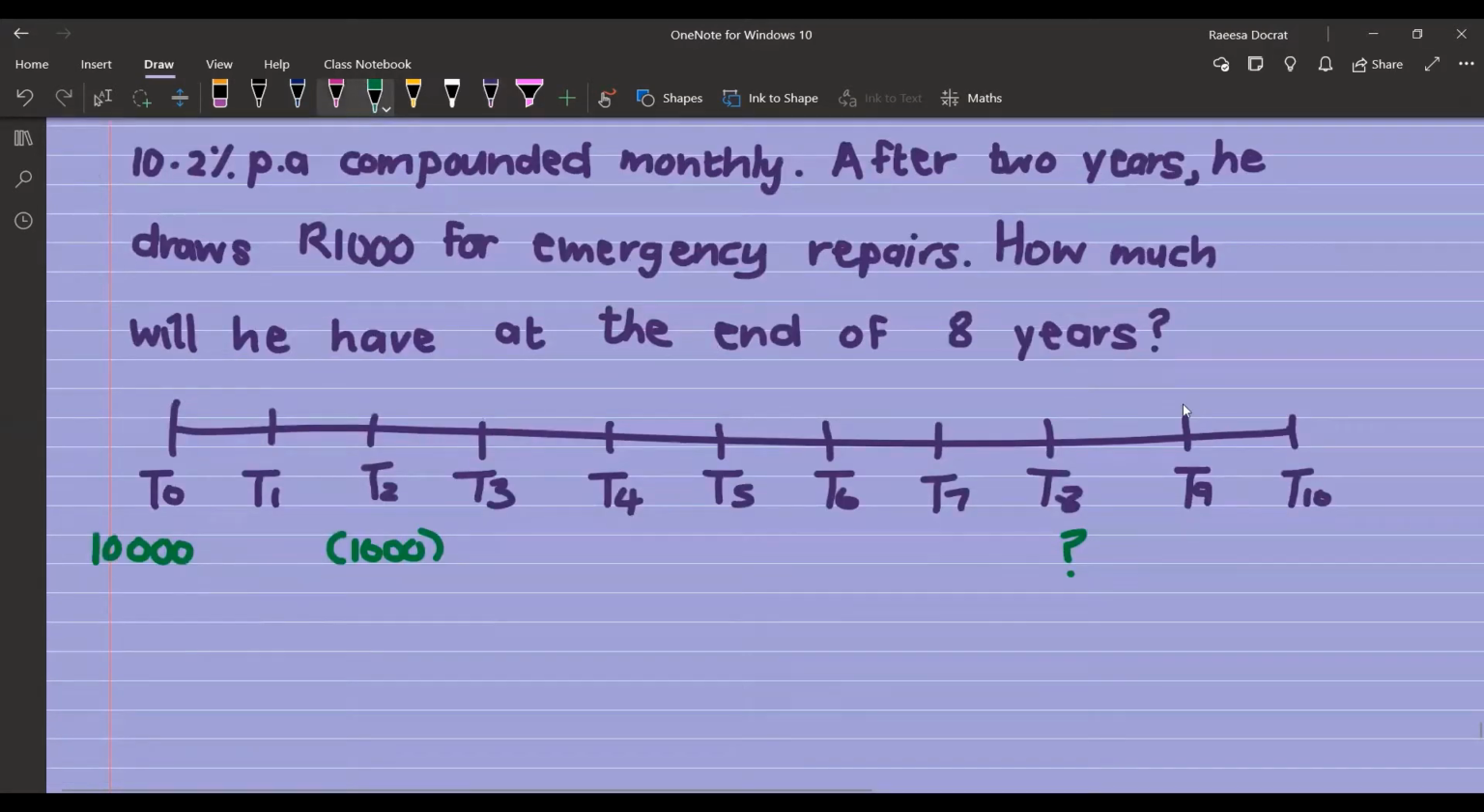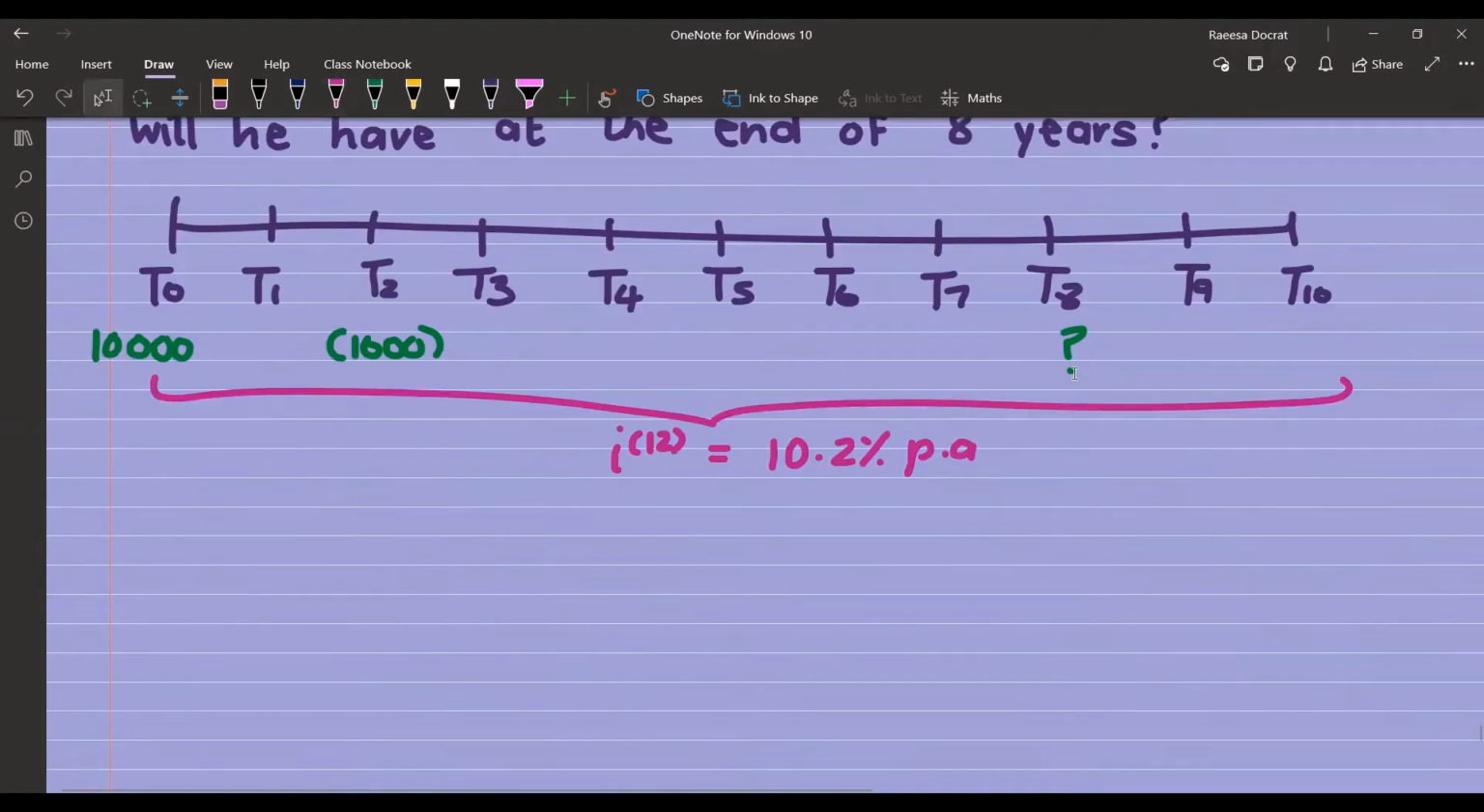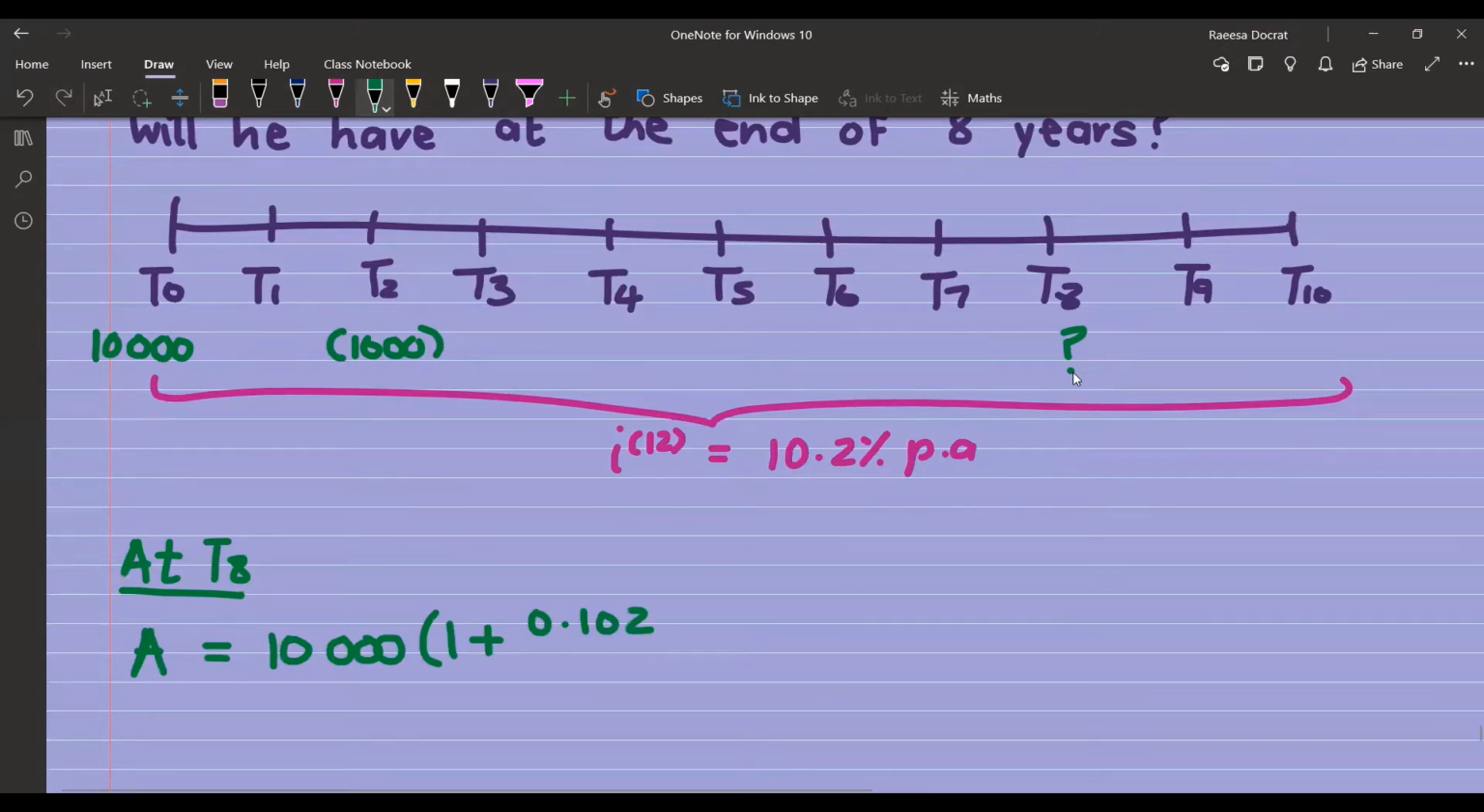What we also note is that the interest rate for the entire time is a monthly interest rate, which is 10.2% per annum. Okay, now that we have our timeline, we can calculate it using the information. So at time 8, we're taking all of these values to time 8. Let's say his accumulated amount is 10,000. So we're going to take the 10,000 to time 8. So 1 plus 0.102 over 12, since it's a monthly interest rate, to the power of 12 times 8. The 10,000 was in for 8 years, so it will accumulate interest for 8 years.